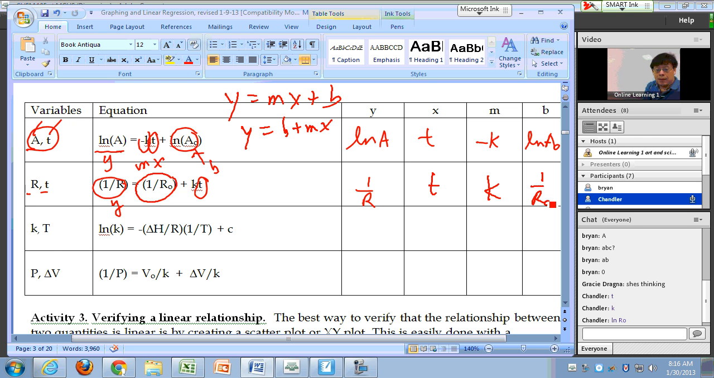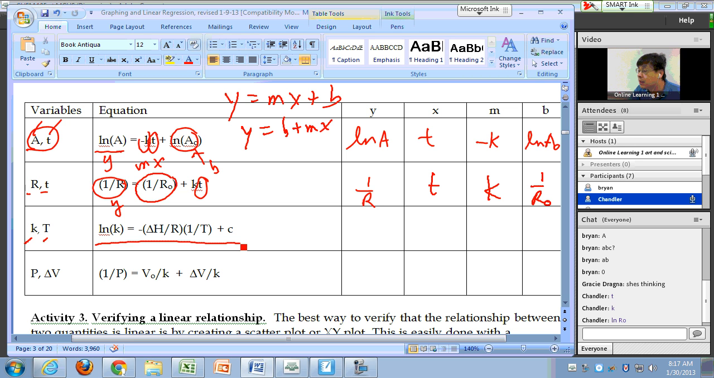All right, let's look at this next one. Our variables are k and t, all right? And I am going to plot something that would come out to be a straight line based on this equation right here. So everything in this equation except k and t are constants. So what should I show on my y-axis?